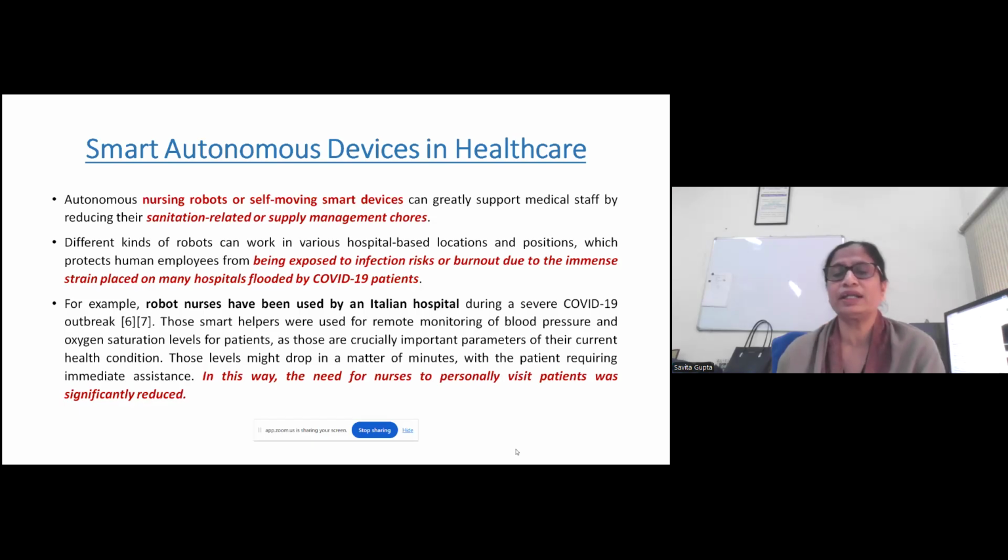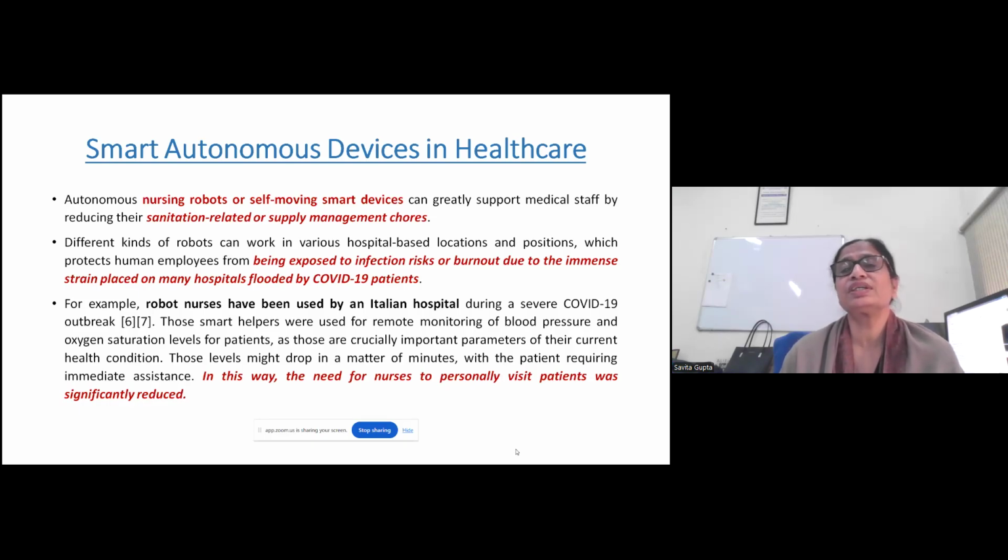So these smart helpers, autonomous devices, are used for remote monitoring of blood pressure and oxygen saturation levels for the patients, as these were the crucial parameters during the pandemic, as these parameters drop in a matter of minutes with the patient requiring immediate assistance. So these proved very helpful in handling the COVID-19 outbreak.